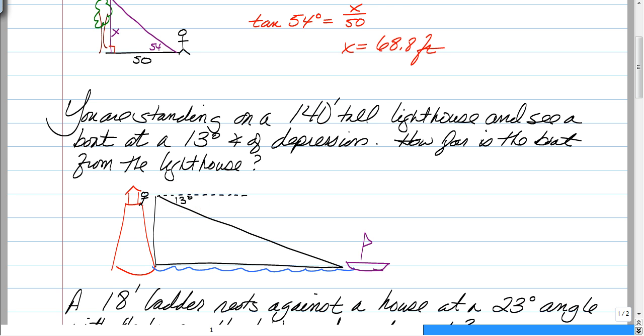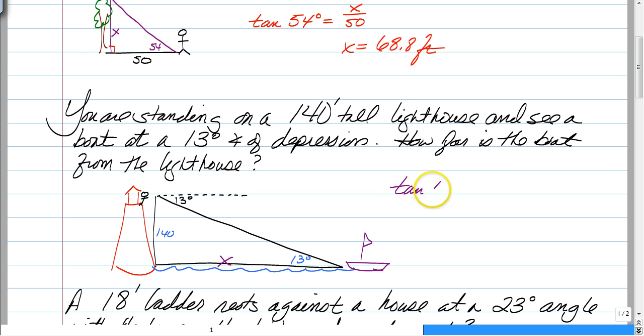So you can do one of two things. You can subtract that 13 degrees from 90 and place it at the top. Or you can remember alternate interior angles and call your 13-degree angle here down at the bottom. You know that the lighthouse is 140 feet tall, and you want to know how far the boat is from the lighthouse. So of course, boats are going to stay in the water, so the X goes down at the bottom. Now you're good to go again.